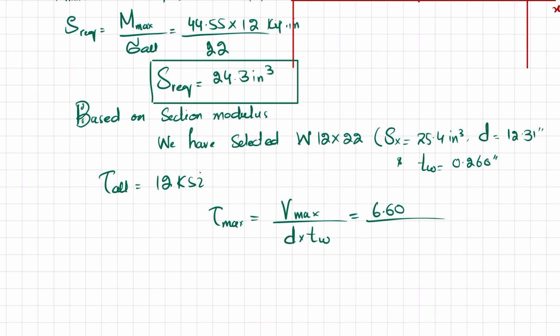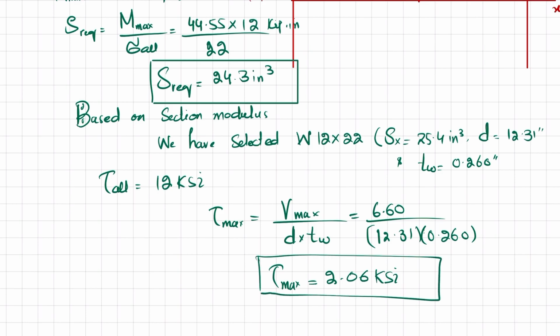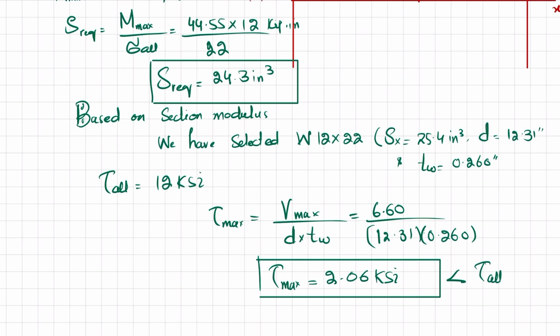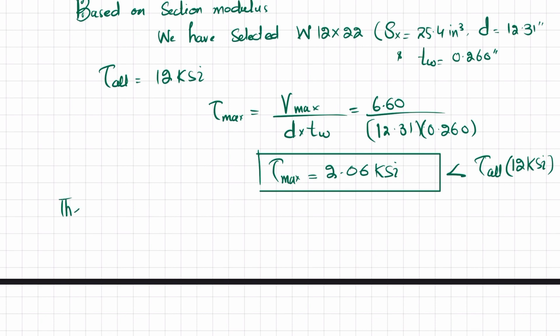So 6.60 divided by height, which is 12.31, into thickness of web, which is 0.260 inch. When you calculate it, you will get tau max comes out to be 2.06 ksi. This is the maximum shearing stress developed in this beam, which is less than tau allowable, because tau allowable is 12 ksi. So it means that the selected W12 by 22 wide flange beam is okay.